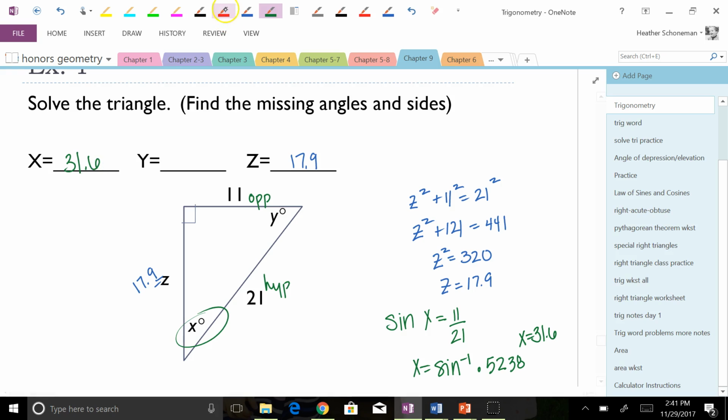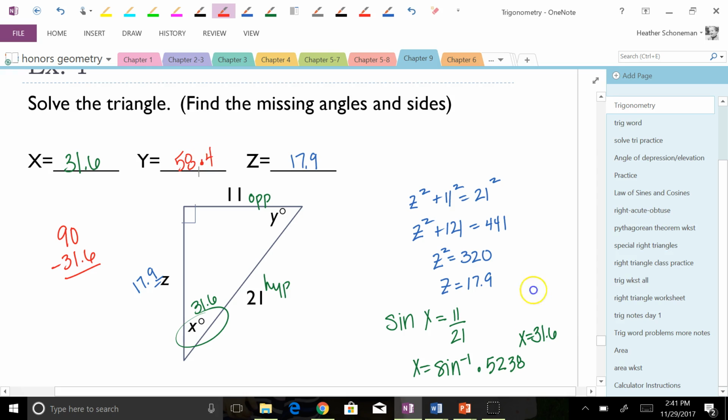All right, that's settled. Now we need to find y. Well, I'll write this in here, I can do trig again, which would work. But oh my gosh, that's crazy. Why do all that work? All the angles in a triangle add to 180, but in a right triangle, the 2 acute ones add to 90. So I can just do 90 minus 31.6, and I get 58.4 for y.